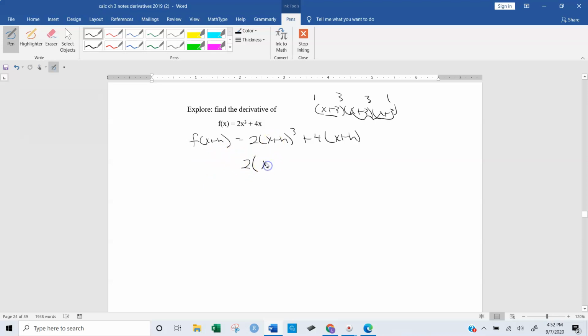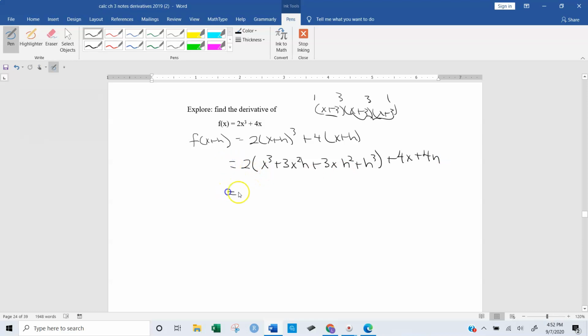So this is x cubed plus 3, x exponent goes down, h goes up, plus 3, x exponent goes down, h goes up, plus 1h cubed. If you remember that, it's from your binomial theorem, plus 4x plus 4h.